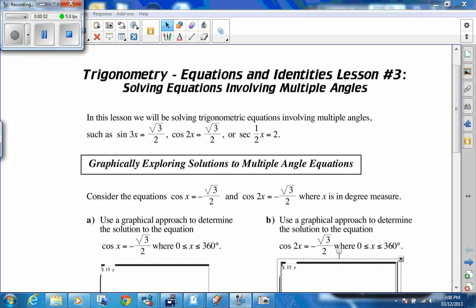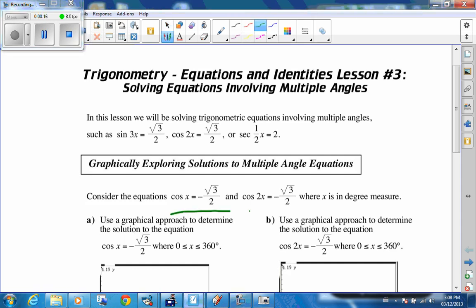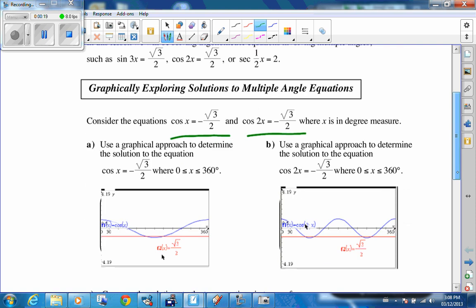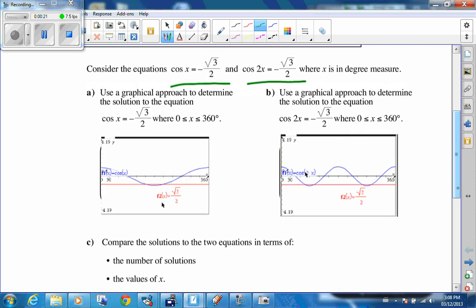Lesson 3 is about solving stuff with multiple angles, and again, it's just one little bit of a side push off of what we're already doing. It's not that different. So if we imagine two different equations, cos x equals -√3/2 and cos 2x equals -√3/2, what I can do is solve these graphically. Since each of these is 30, this is going to be 60, 90, 120, 150, and 210. And so there's only two solutions in there.